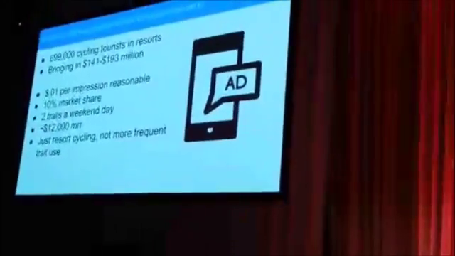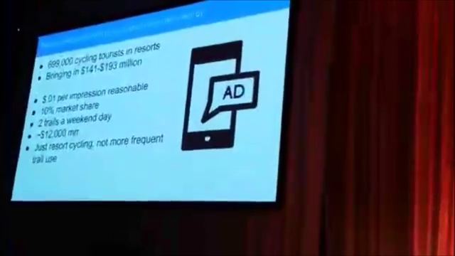So now with these numbers, these numbers are just for cycling in Colorado for resorts. They bring in roughly $141 to $193 million. And if we estimate that we're going to have a penny per impression for a targeted advertisement for people who are going to that location to mountain bike, then we would estimate that it would be $12,000 monthly and $144,000 annually. Now realize that these are very conservative numbers. They're just for mountain biking in resorts, not in Colorado in total.